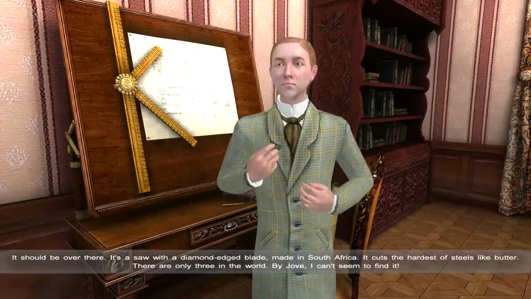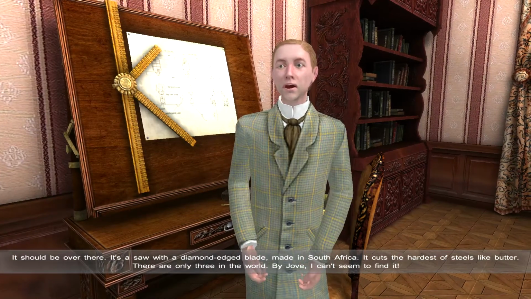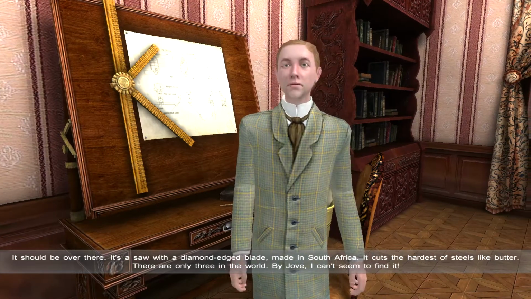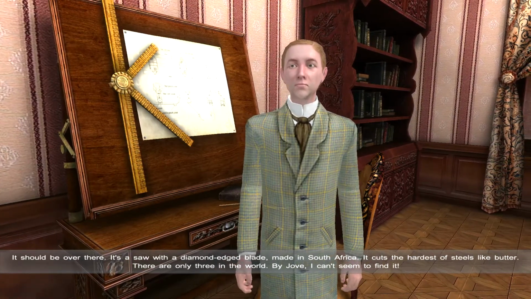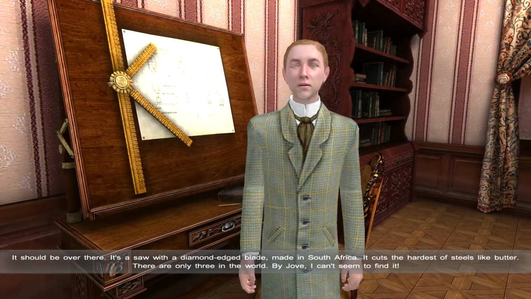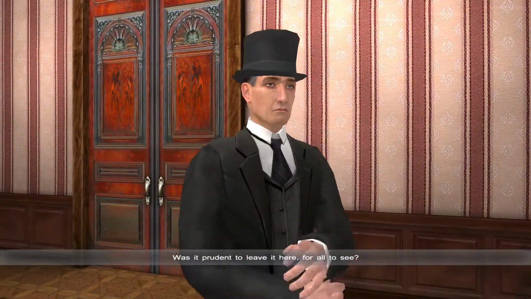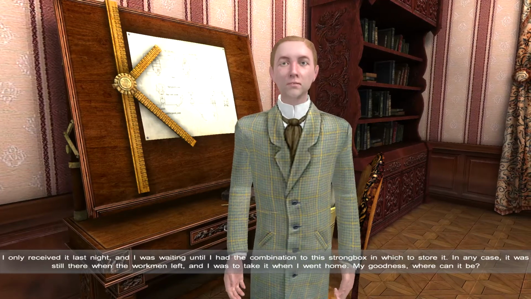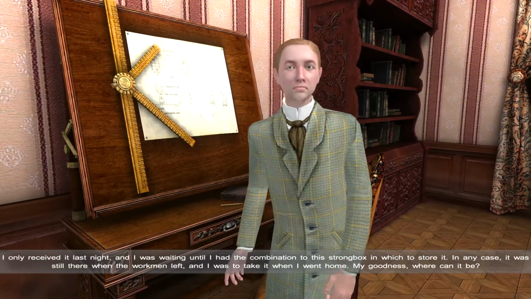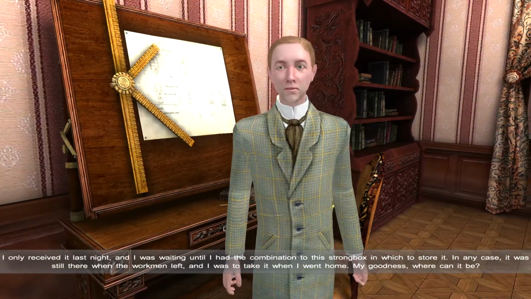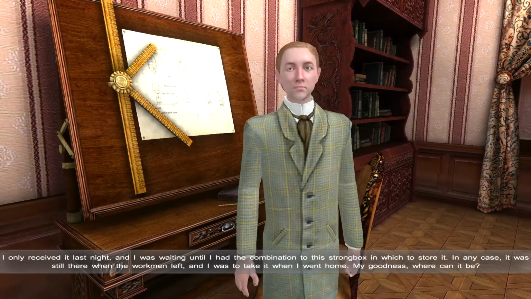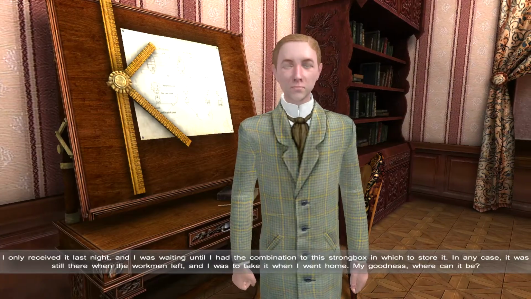It should be over there. It's a saw with a diamond-edged blade, made in South Africa. It cuts the hardest of steels like butter. There are only 3 in the world. By Jove, I can't seem to find it. Was it prudent to leave it here for all to see? I only received it last night, and I was waiting until I had the combination to this strongbox in which to store it. In any case, it was still there when the workmen left, and I was to take it when I went home. My goodness, where could it be?